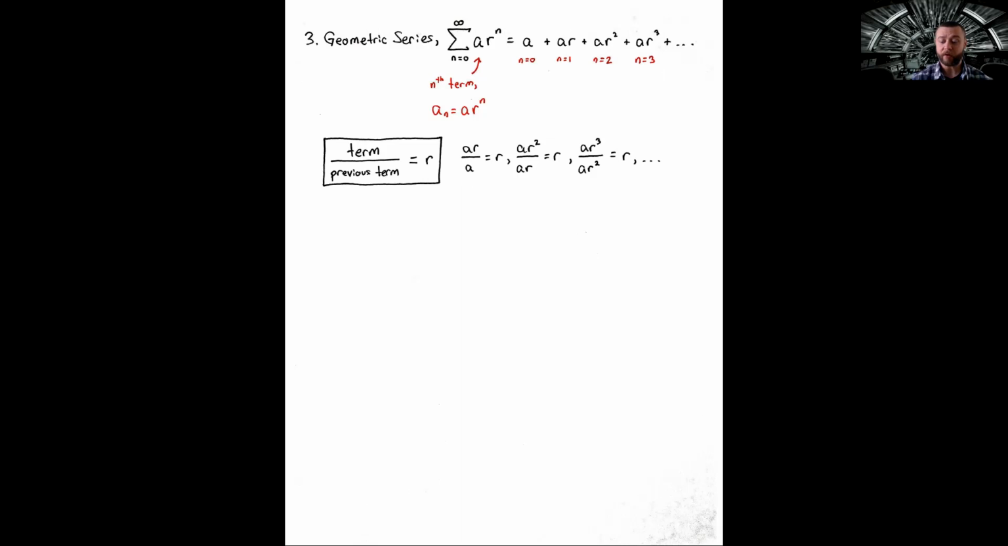The formula here doesn't tell you what a geometric series is, but it's basically one where the terms are an nth power of some number.